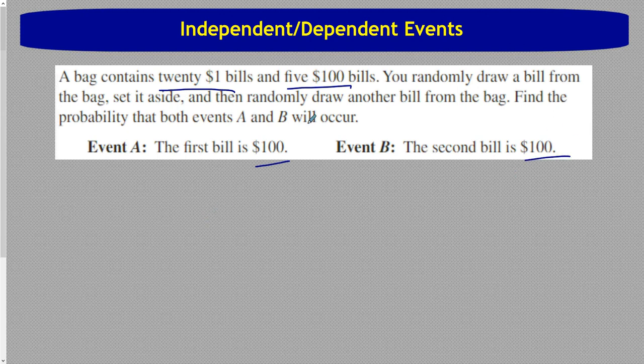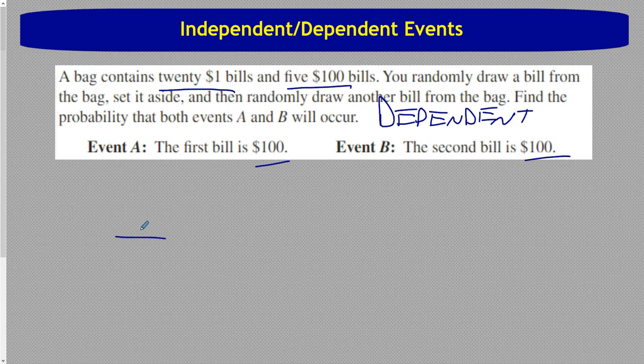Now, these are dependent events. Right? We are not replacing the bill after we draw it. We're going to draw out a $100, put it in our pocket, and draw again. That changes the probability the second time. So let's start with the first one because that one's easy.